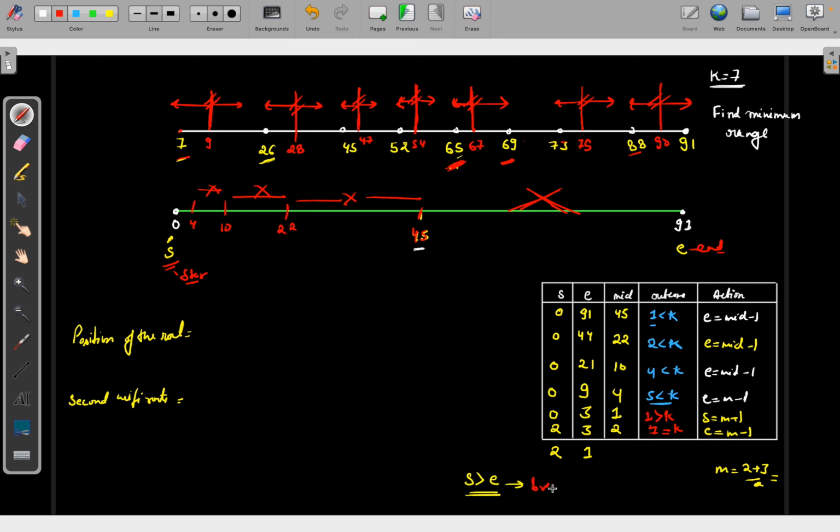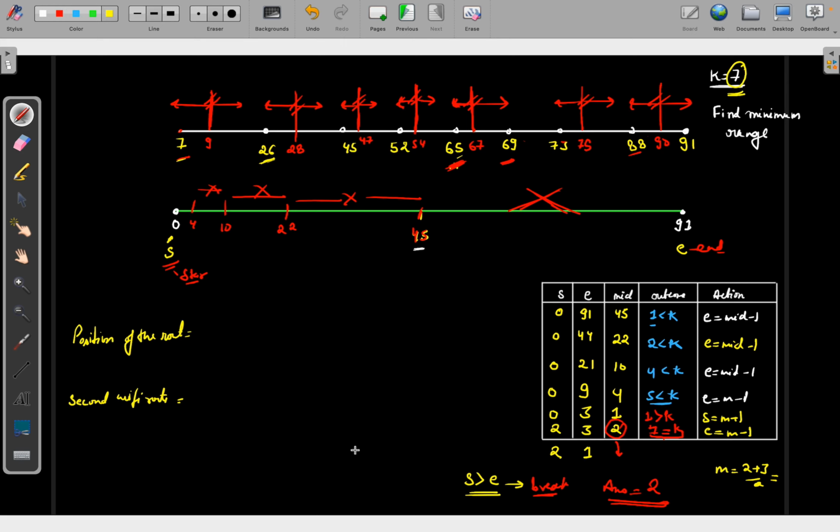I will simply break it, and whatever the last answer I got, I will simply present it. I will simply return it, and the answer will be 2. That 2 is the minimum range of the routers. If there are 7 routers, then 2 will be the minimum range.